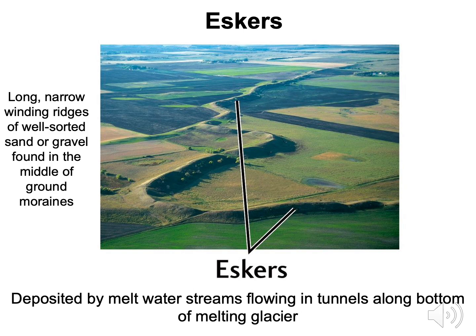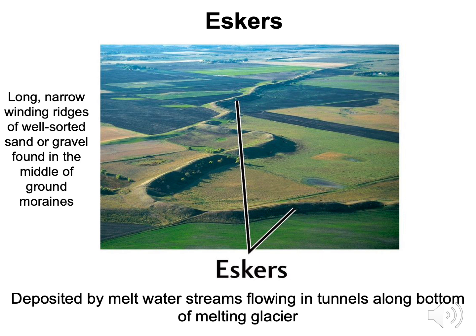The next feature that I want to introduce that is formed as a result of a glacier is something that is known as an esker. We can see an example of an esker, or two examples of eskers, in the image on the screen in this environment that is clearly not glaciated anymore. But these eskers are evidence that this area was once shaped and eroded by glaciers. Eskers are long, narrow, winding ridges of well-sorted sand or gravel.